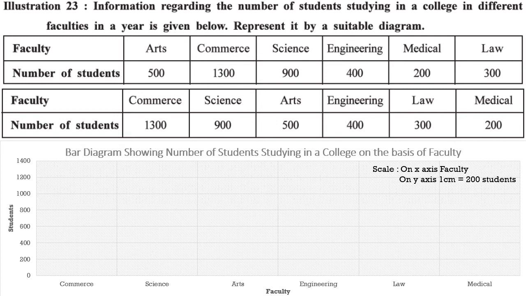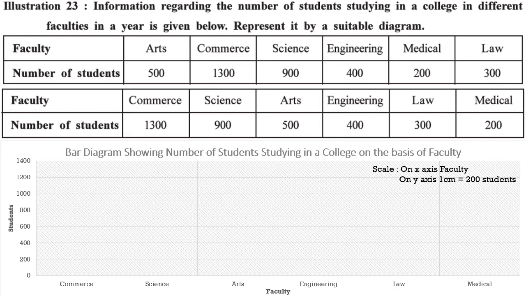The title of the diagram is a compulsory thing: bar diagram showing the number of students studying in a college on the basis of faculty. If you want, you can take 100 students per centimeter, and your bars will be longer, that's all. I have taken 200 students per centimeter, it doesn't matter that much. Just be very sure about how you are going to take it, because the height of the bars matters. So before drawing the bars, you need to prepare these things: the x-axis and its title, faculty, the y-axis and its values, the title of the diagram, and the scale which we are going to use.